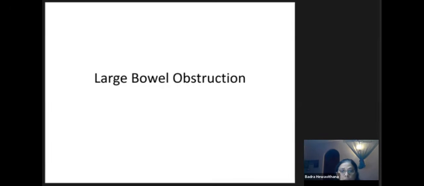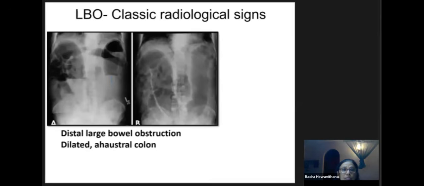Then we will move on to the large bowel obstruction. So what are the classic radiological signs? Again, distal, this one is a descending colonic obstruction. So what we see is dilated ahaustral bowel loops. So these are all the way down. You can see the dilated bowel loop, and you can see this cutoff.